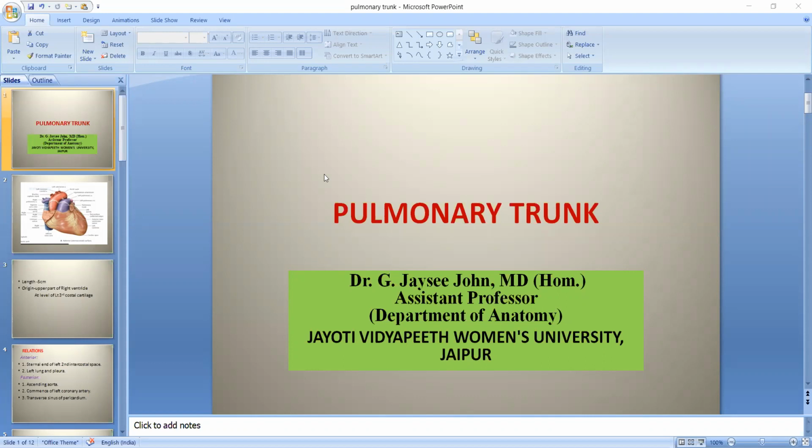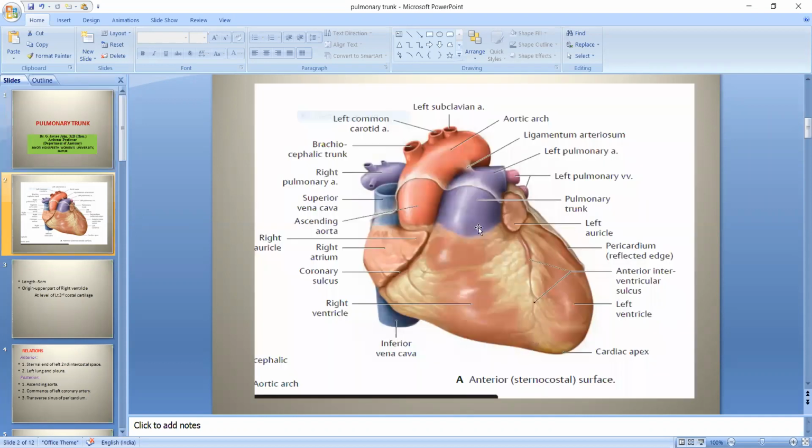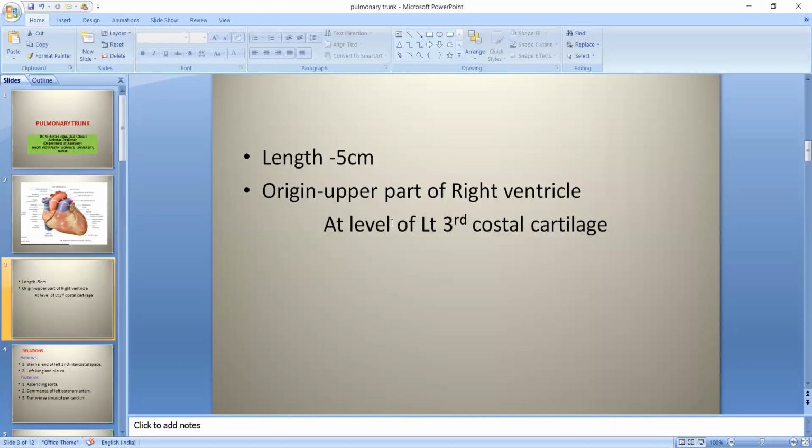Today we are discussing the anatomy of the pulmonary trunk. So we can see here clearly the pulmonary trunk. I see a very large and very thick, but short tube. It is one of the great vessels of the heart. Its length is 5 cm.